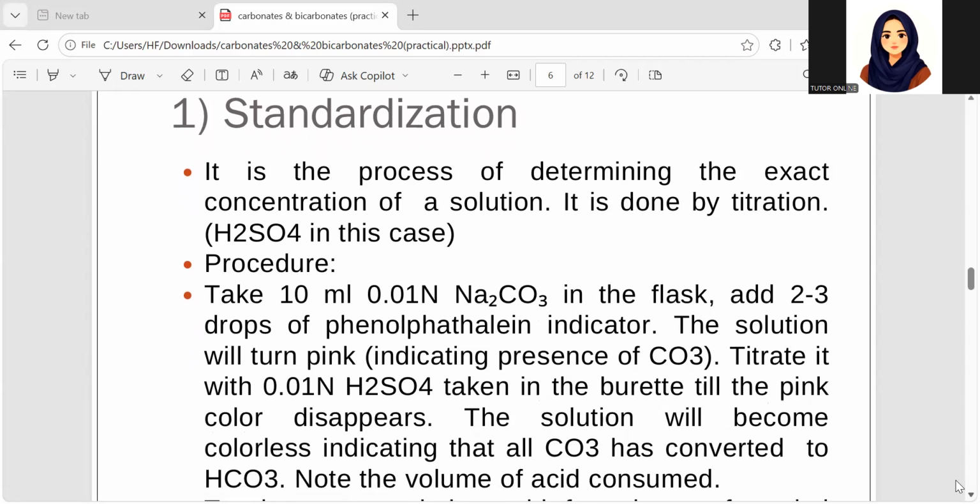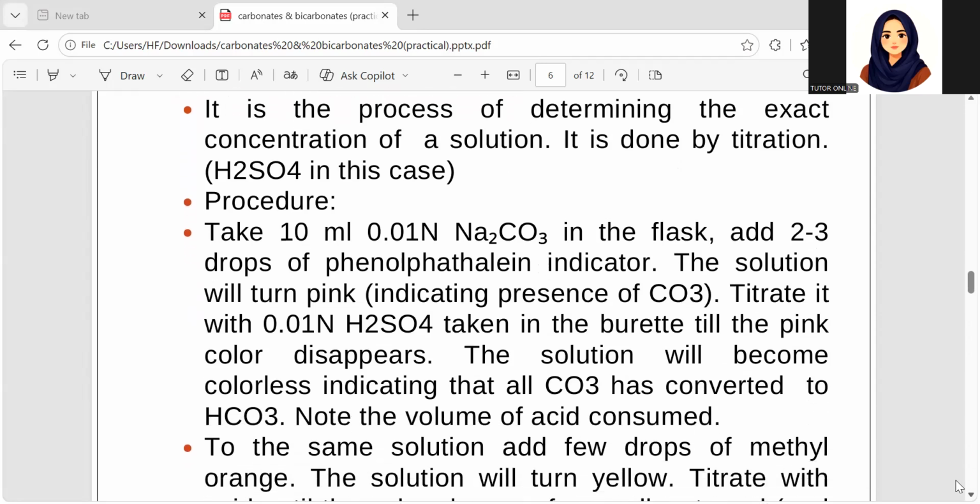Take 10 ml 0.01 normal Na2CO3 in the flask. Add 2 to 3 drops of phenolphthalein indicator. The solution will turn pink. Pink color shows the presence of carbonate. We will titrate it with 0.01 normal H2SO4 taken in the burette till the pink color disappears. The solution will become colorless, indicating that all carbonate has converted to bicarbonate. Note the volume of acid consumed.